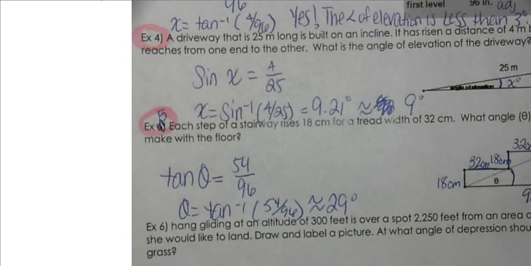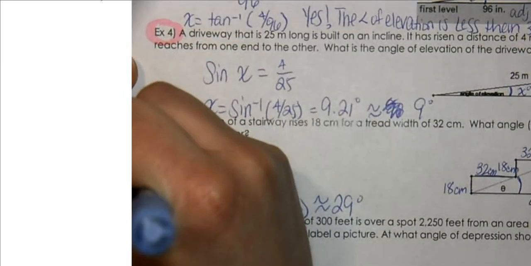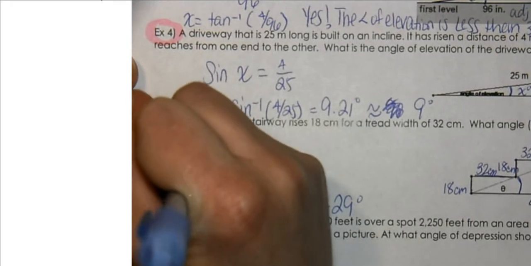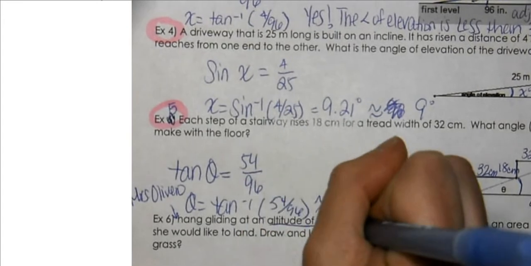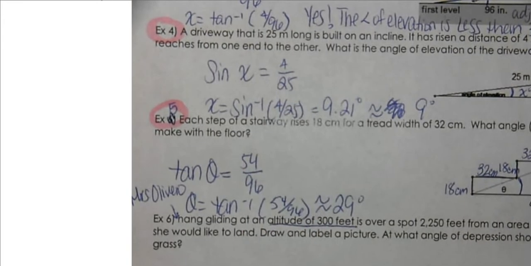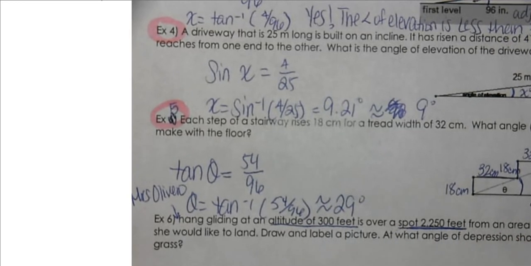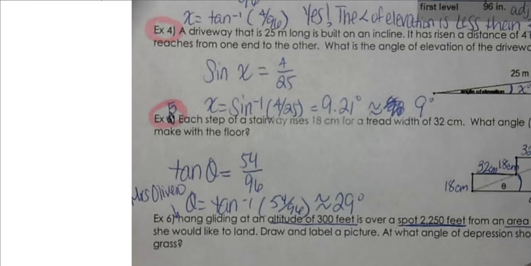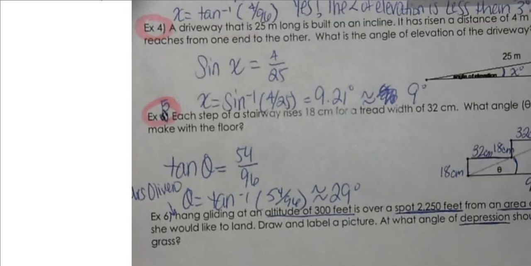So now this one's missing a name, so insert any girl's name. I guess I'll pick my own, Mrs. Olivero. Mrs. Olivero is hang gliding at an altitude of 300 feet. So Mrs. Olivero hang gliding at an altitude of 300 feet is over a spot that is 2,220 feet from an area of soft grass where she would like to land. Draw and label a picture, and at what angle of depression should she see the grass?